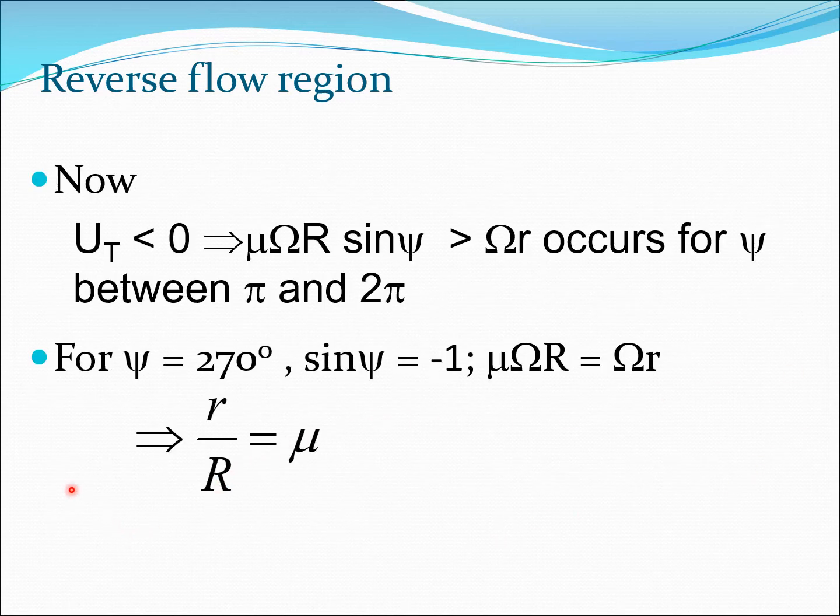So we want to find this location of reverse flow, so we can find it from the equation. So ut is less than 0 when this condition is satisfied, and therefore this condition, if we want to zoom in on it in greater detail, we will put psi is 270, so sine psi is minus 1, and we encounter this simpler formula which gives us that mu would be small r by capital R, and that would be the length in which this reverse flow will happen at sine psi is minus 1.